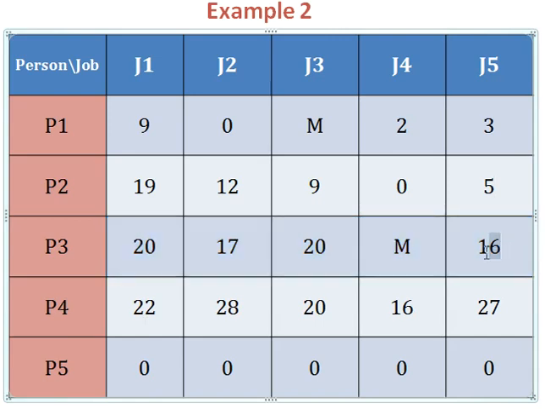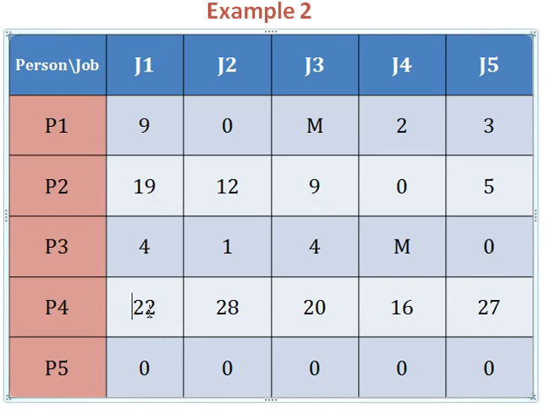Similarly for the third row, the minimum value we have is 16. So we'll reduce 16 from each element of the third row. So 20 minus 16 equal to 4. 17 minus 16, 1. 20 minus 16, 4. M will be as it is and this will be 0.